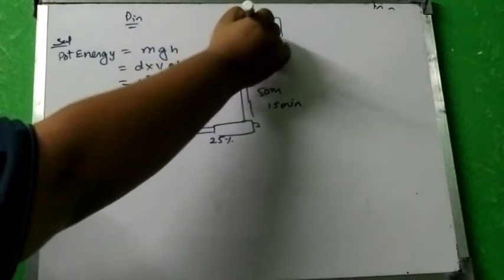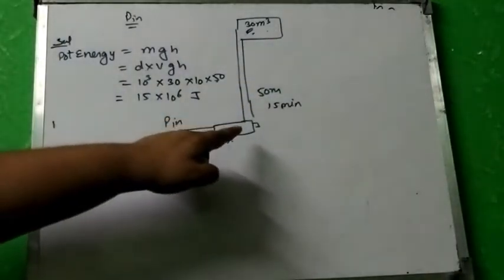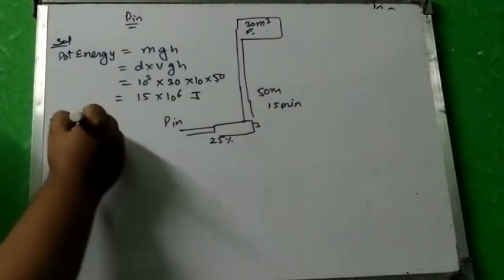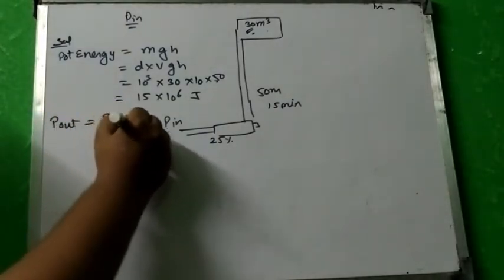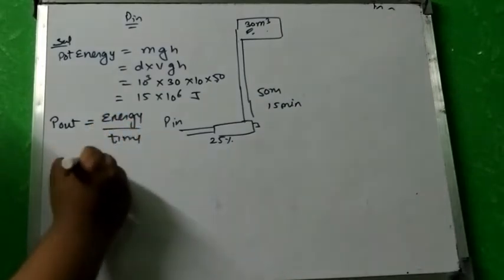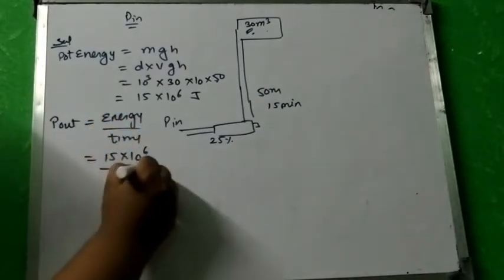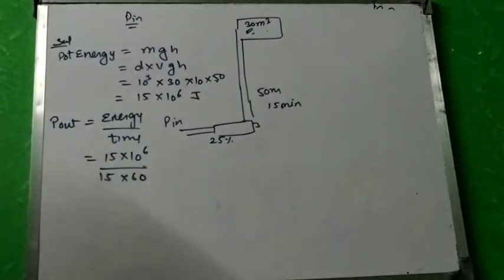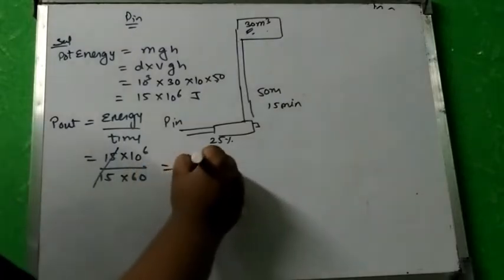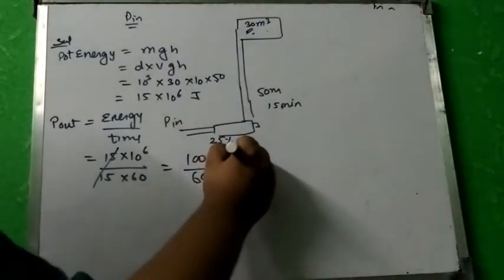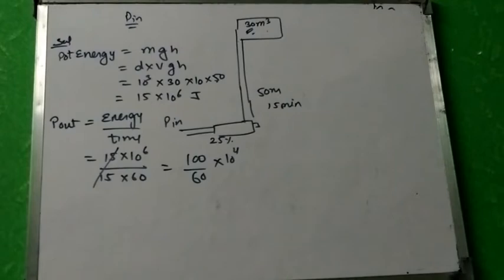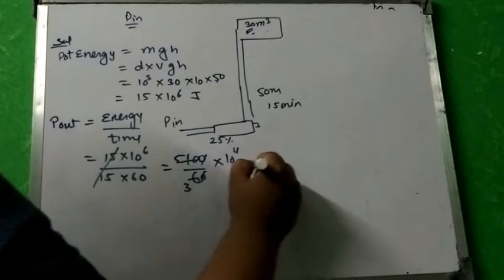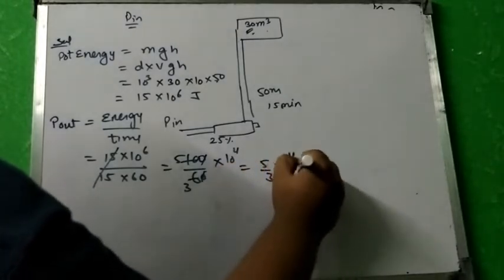This container is filled by the motor as output. So output power of the motor is energy upon time. Energy is 15 into 10 raised to power 6 upon which time is 15 minutes. So 15 into 60 seconds, it will become 100 by 60 into 10 raised to power 4, that is 5 by 3 into 10 raised to power 4 watt.